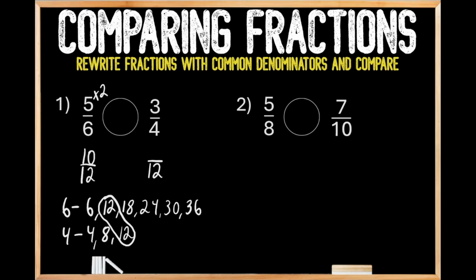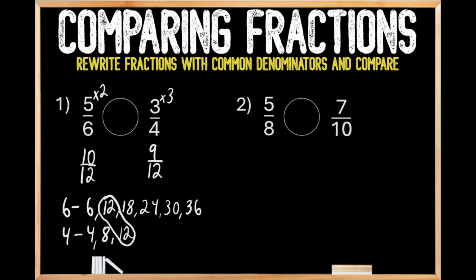Now for the second fraction, we had to multiply our denominator of 4 by 3 in order to get the common denominator of 12. So we're going to do the same thing to our numerator up top. And when we multiply 3 times 3, we get 9 for the equivalent fraction of 9/12.